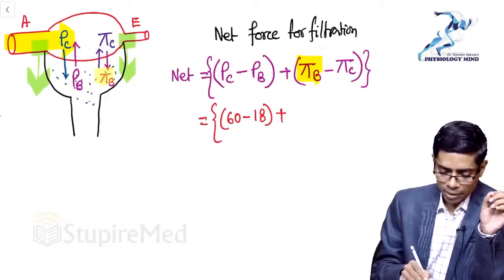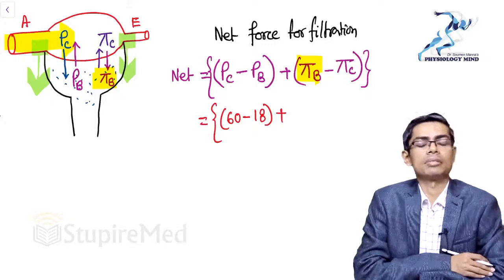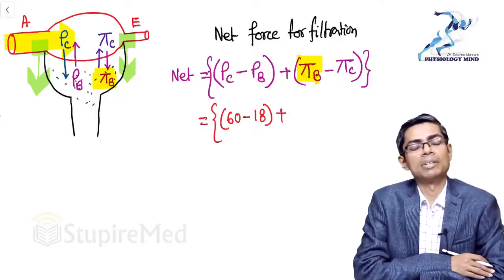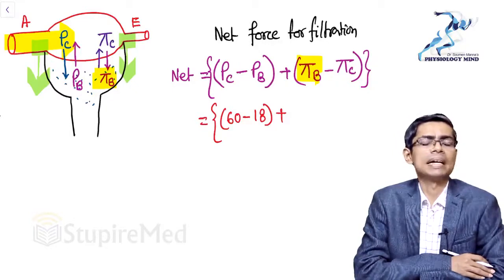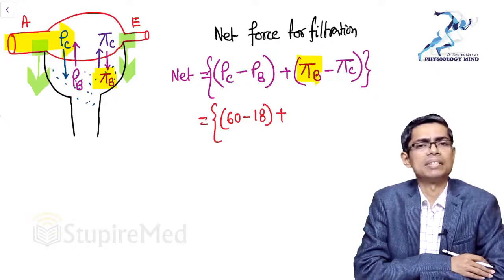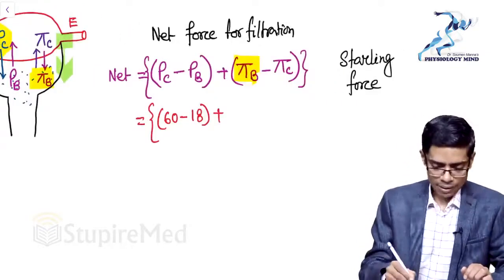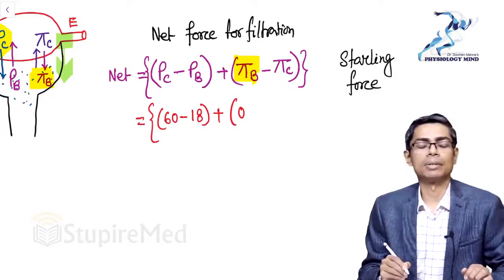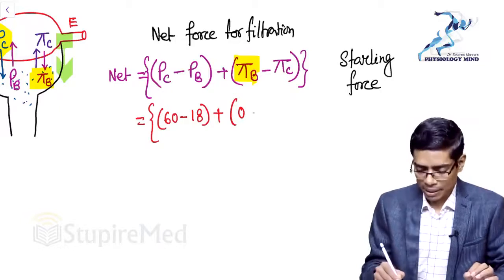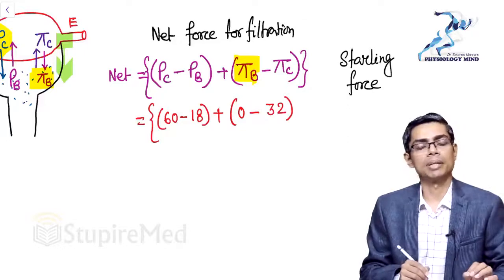Now at the level of this Bowman's capsule, the plasma protein amount is negligible, almost zero, because even the albumin filtration is very minimum. Okay, I told you in the previous discussion, 8 to 10 milligram per day. That means that is negligible. That's why for easiness we write down that oncotic force of Bowman's capsule is equal to almost 0 minus oncotic force of capillary, which is 32 millimeter of mercury.